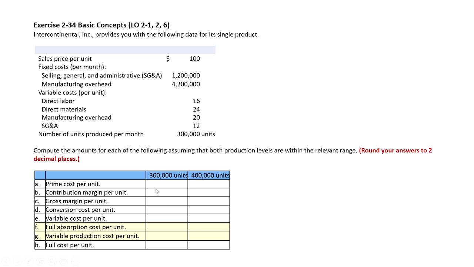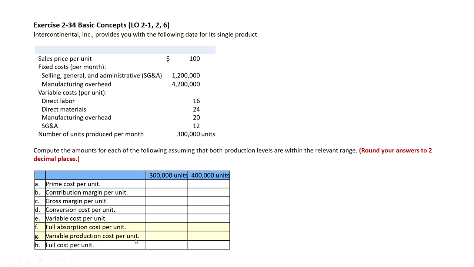The goal here is to identify these different cost and profit elements on a per unit basis, not total, both at the original production level of 300,000 units and also the production level of 400,000 units. Now, I'm not going to calculate through all of these, but if you're struggling with this one, I'll give you a starting point that may help out. I'm going to just cover variable production cost per unit and full absorption costing per unit. And again, the same concepts can be used for the other.